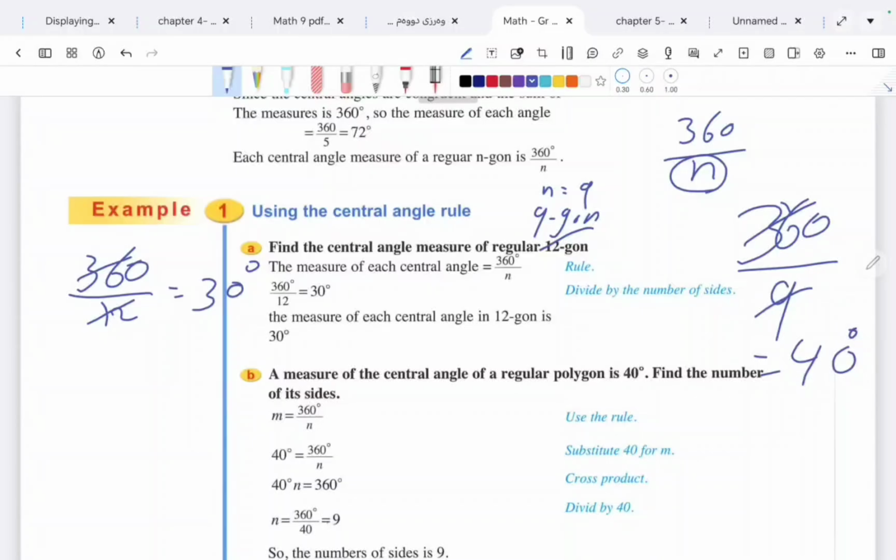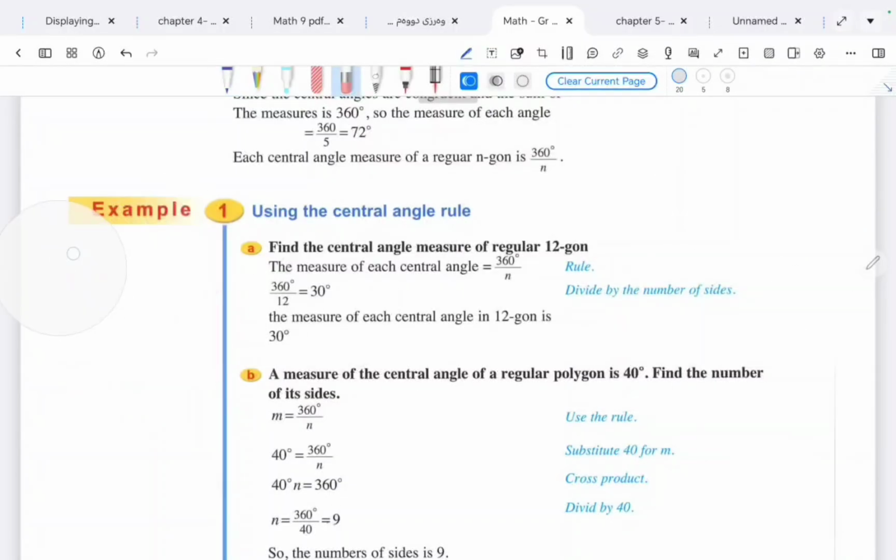So it's like this. If they ask for, for example, a hexagon, we will say n equals 6. So it will be 360 divided by 6. 36 divided by 6, so it will be 60 degrees. In this case, they ask to find the central angle. What's the rule? 360 divided by n.